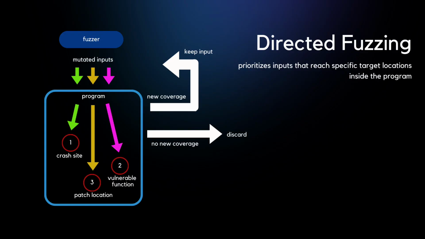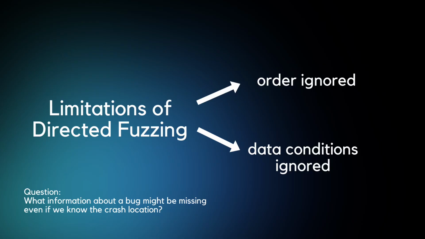However, the authors of this paper observed that directed fuzzing still has important limitations. Even when we know where a crash occurs, directed fuzzing may still fail to reproduce the bug. The paper identifies two major limitations. One is that the execution order is ignored, and two is that the data conditions are ignored. In other words, reaching a target line of code does not guarantee that the program will crash.